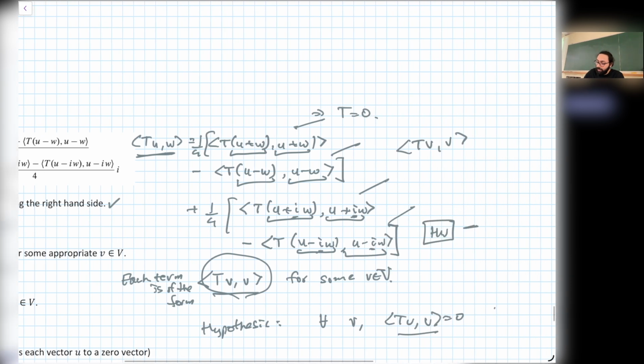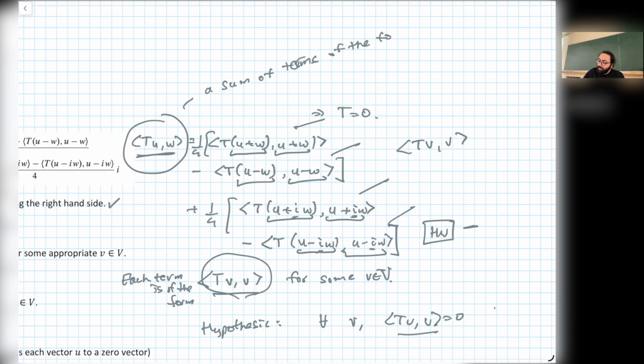We were trying to write this expression as a sum of terms of the form TVV, for some v's. This you will not be able to do in the reals because we have a counter example.